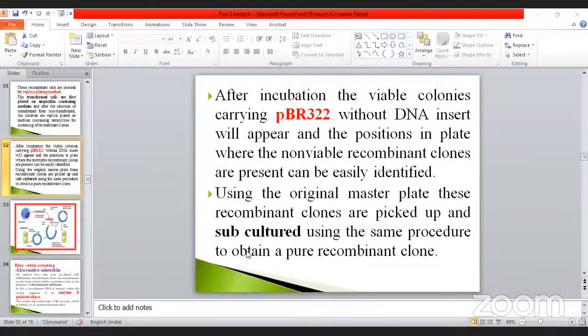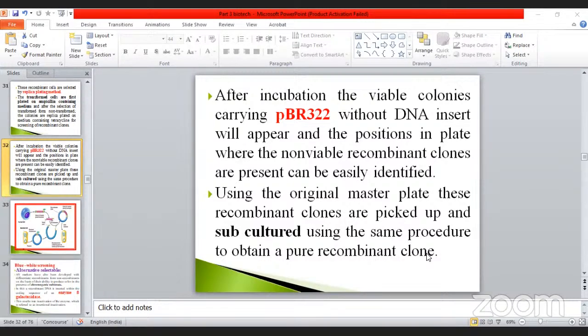So, subculture using the same procedure to obtain a pure recombinant clone. That is very, very important. I already told you. When you are obtaining pure ones, you have to do more than that, the same procedure also. Whatever you did in the first procedure, you do again for the next one.